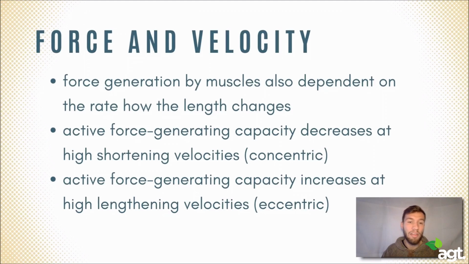At high lengthening velocities, though, our active capacity of generating forces increases. So during all eccentric movements, we have higher force generation capabilities. That is because the myosin gets strained before the myosin head can detach from the actin. So the faster our muscle lengthens, the more the myosin gets strained, which means higher forces are being generated. Of course, if the lengthening velocity is too high and the myosin gets strained too much, we're at risk for muscle injury, for muscle strains, or even ruptures.